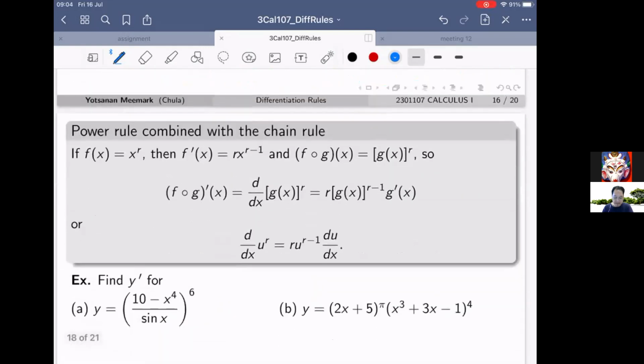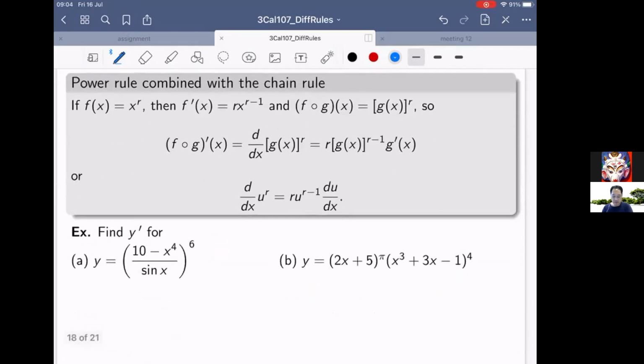So here's another one that you may use several times, and actually we did use it already. It's the so-called power rule combined with the chain rule. If your f is simply x raised to r, then we already know that f prime is r x raised to r minus 1. So if your f or g of x is g raised to r, here is the one inside, and there is the one outside. Again, the big picture is something raised to r.